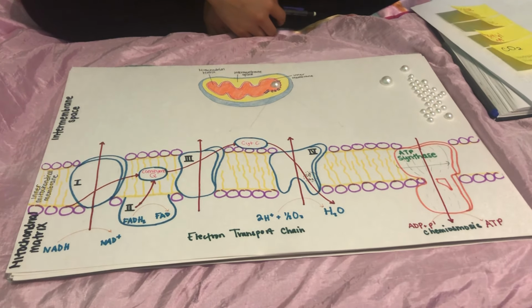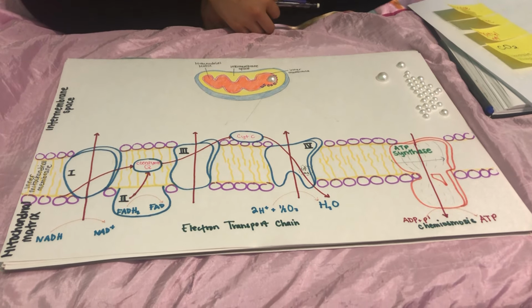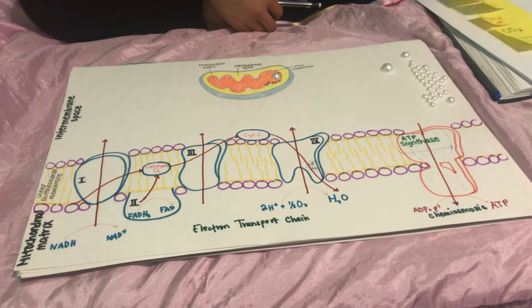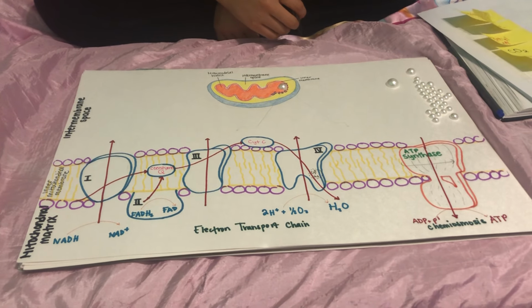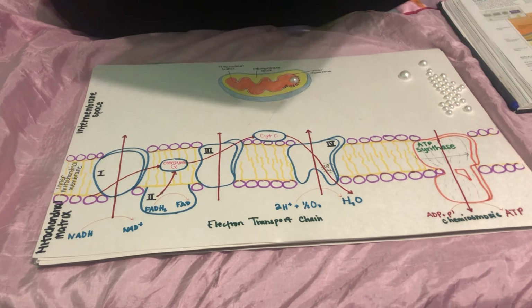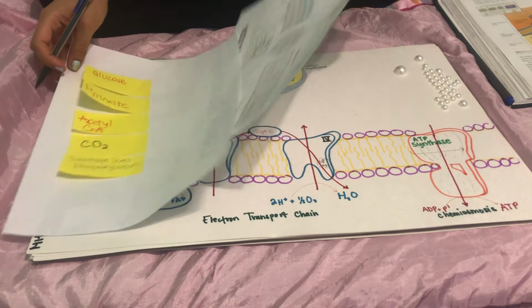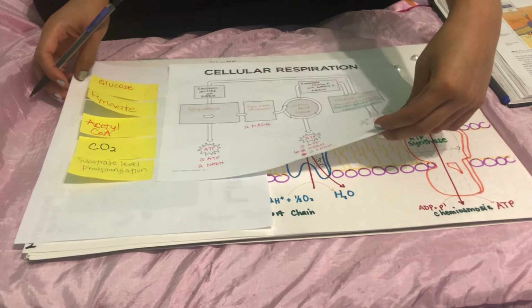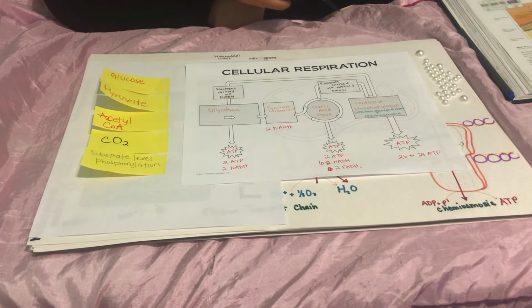Hello class, so we will be going over cellular respiration and mainly focusing on oxidative phosphorylation, which is composed of the electron transport chain and chemiosmosis. I thought it was important to point out that I will not be mentioning these terms here because these happen in the previous steps of cellular respiration.